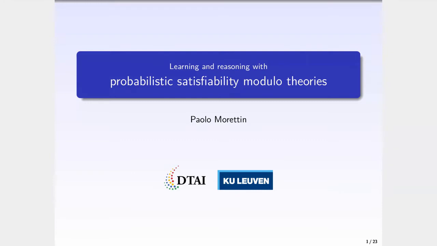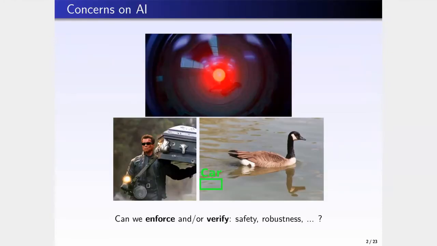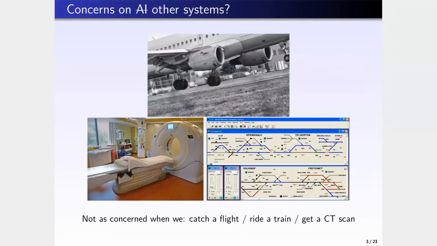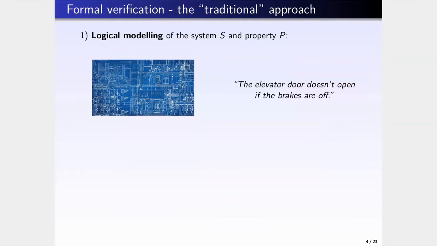I'm going to start my presentation with the usual slide on the concerns of modern artificial intelligence, raising questions like, is my AI going to kill me on purpose, by accident, or even better, can we avoid this? Can we try to enforce, guarantee, or verify some properties like robustness and safety in our AI system? And then my next slide is going to be something along the lines of, why do news outlets and blog posts not talk about the risk of catching a flight or getting a computerized tomography scan, right? And the reason is mainly due to formal verification.